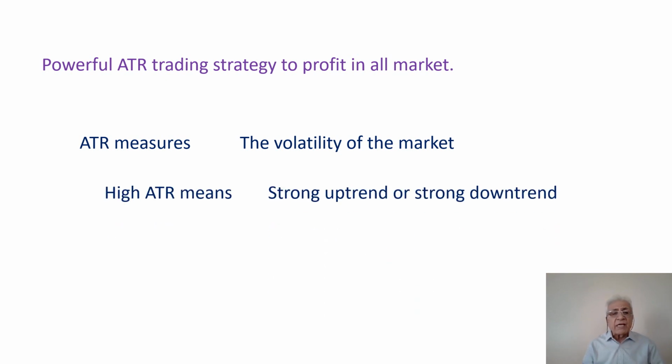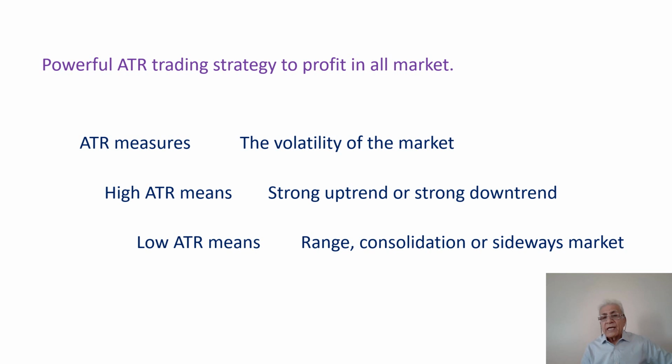When ATR is high, you can expect a strong uptrend or downtrend. When ATR is low, it is a clear indication that the price has gone into range consolidation or a sideways market. If this phase continues for quite some time, this low volatility is interpreted as consolidation, continuation, or possible market reversal.